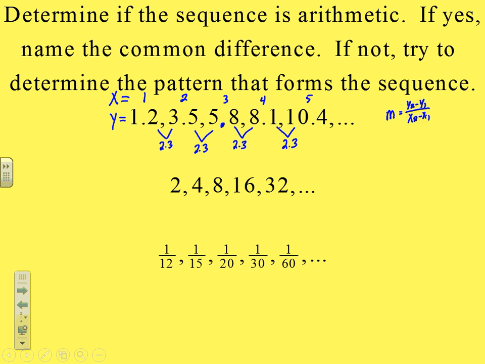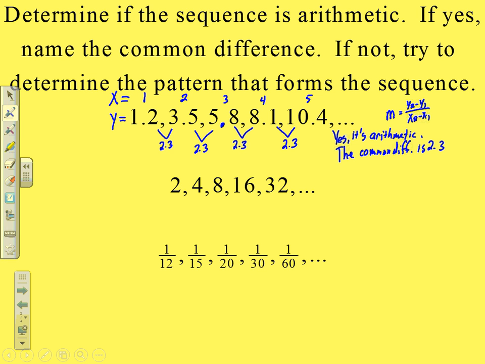So in this example, is it arithmetic? Yes. It is arithmetic, and the common difference is 2.3. And there we go for that one.